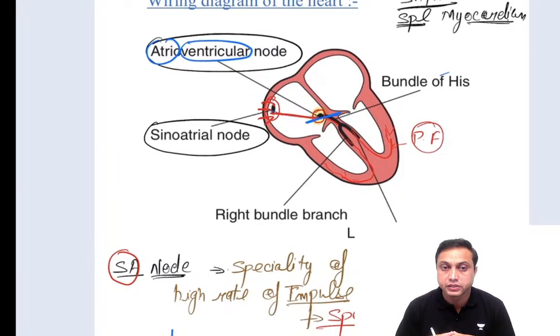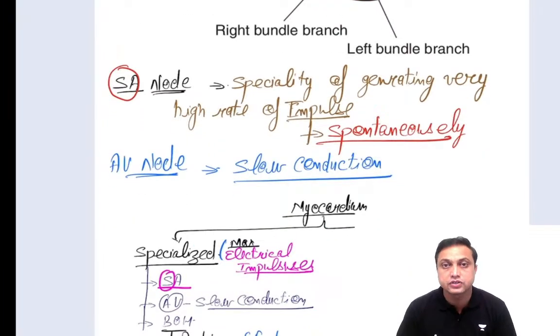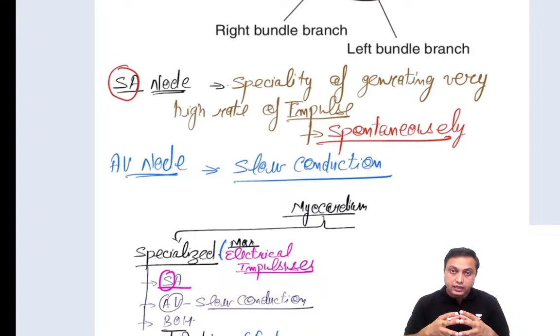Due to these impulses, we have segregated upon their specialized features. What is the specialized feature of the SA node? It has a specialty of generating a very high rate of impulses, and these are basically spontaneous pulses. The AV node is specialized in slow conduction. The reason, best known to us, is that it has to give some time to the atria to contract and the blood to shift from the atria to the ventricle, right?